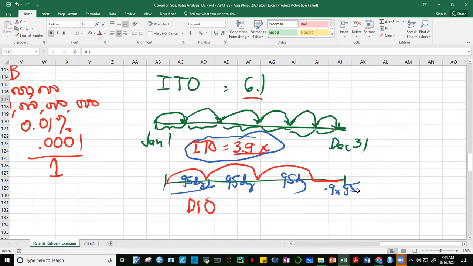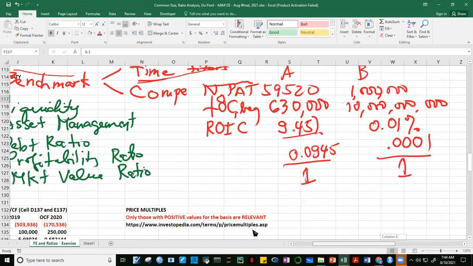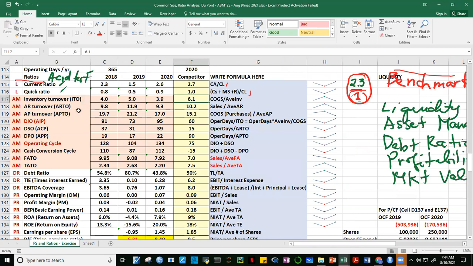As I said, this is very critical because our competitor is able to turn around its inventory much faster than we can, and that translates into huge differences in generating sales. Okay, then also we looked at ARTO.